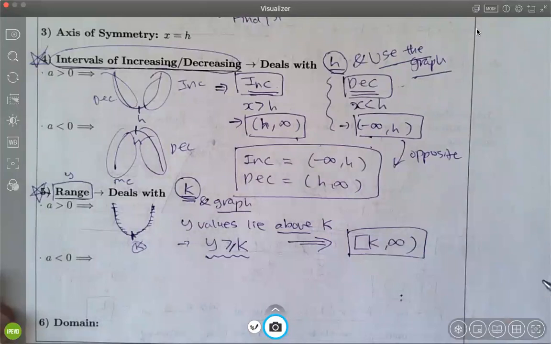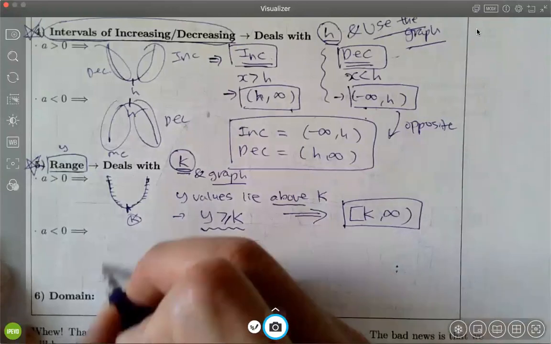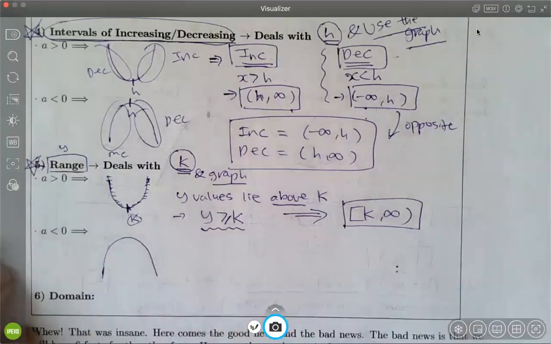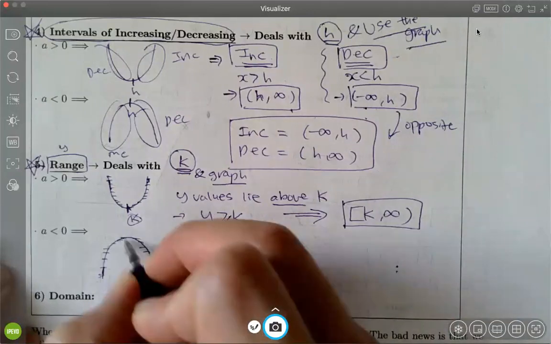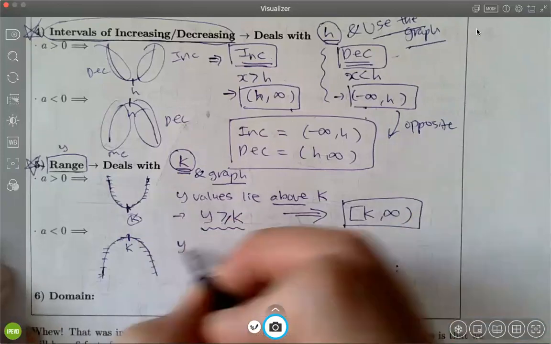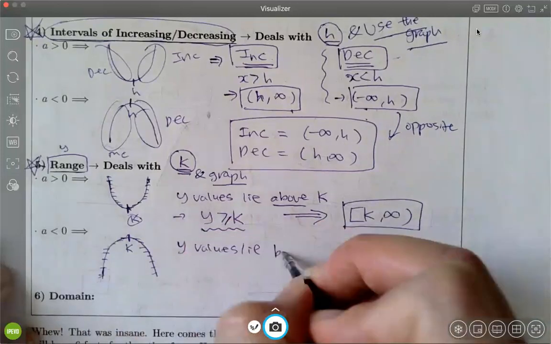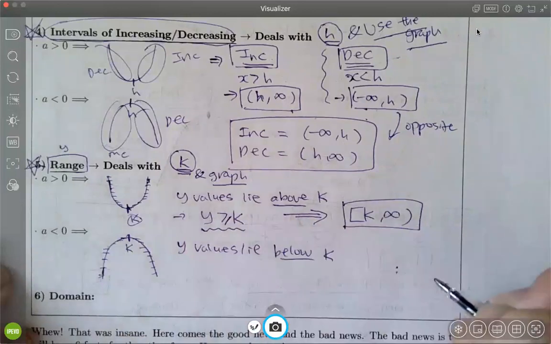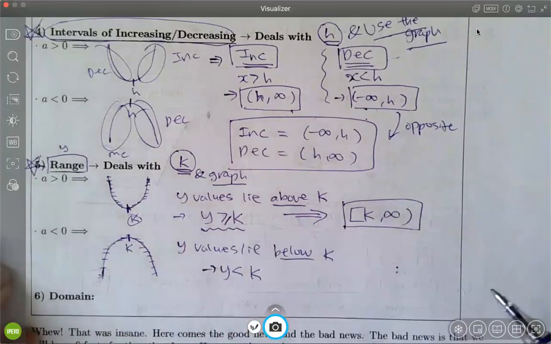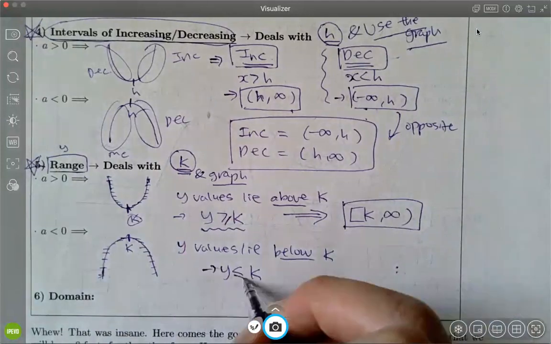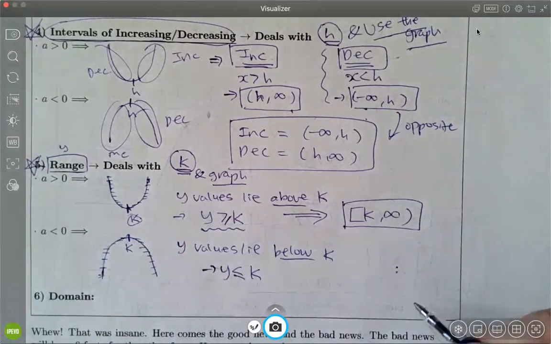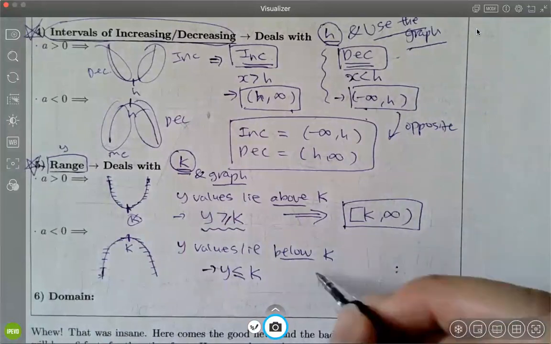Okay. And now, what do you expect about this second case? It's the opposite, right? So this time, where are all the y values compared to the k? All the y values lie below k, which means what? y is less than k, right? And now, similar question, can y be equal to k? Yeah, because y hits the vertex. So what's the interval notation? Negative infinity comma k bracket.